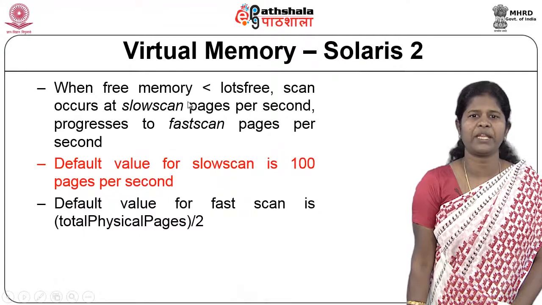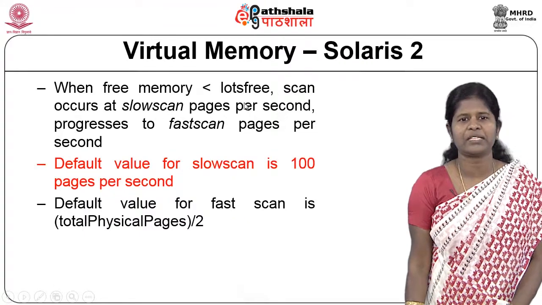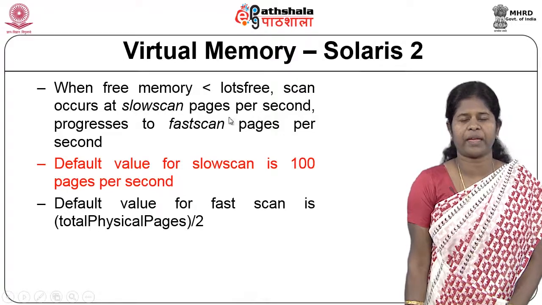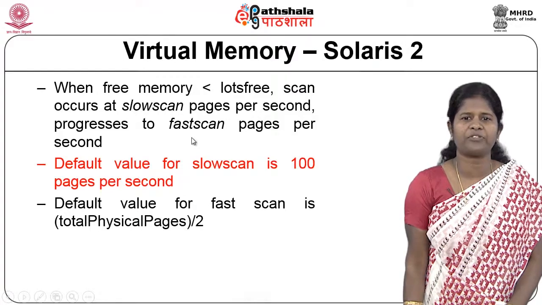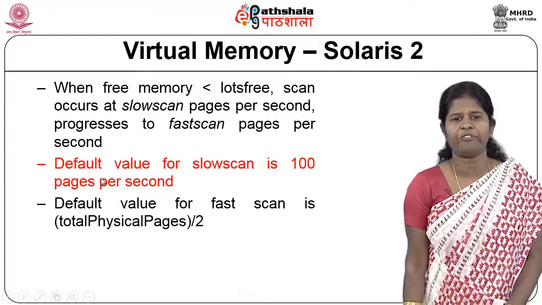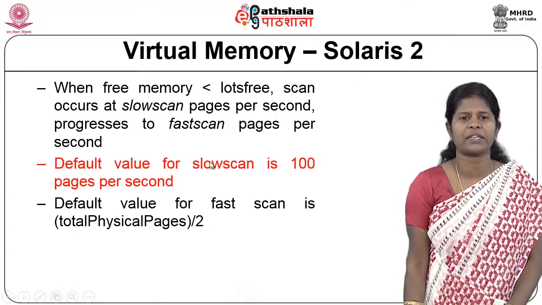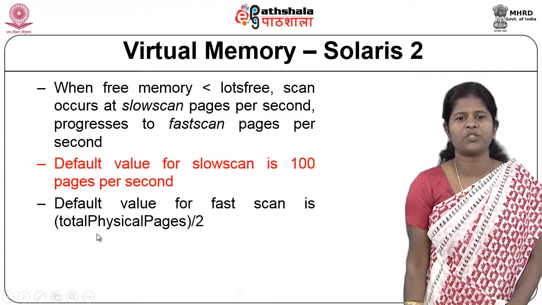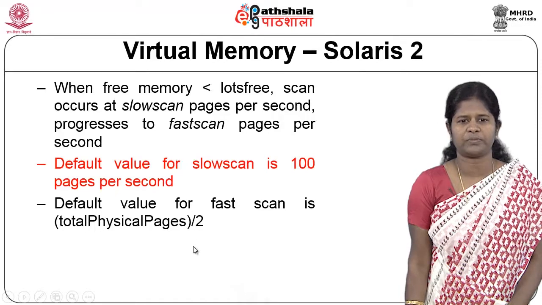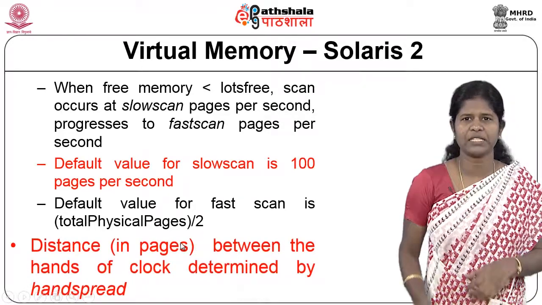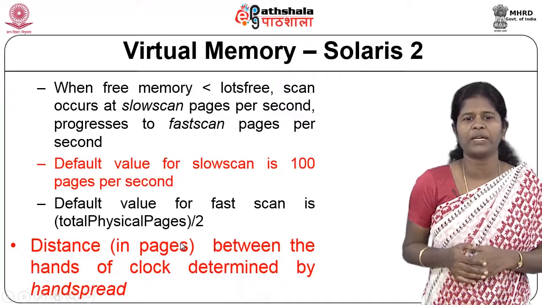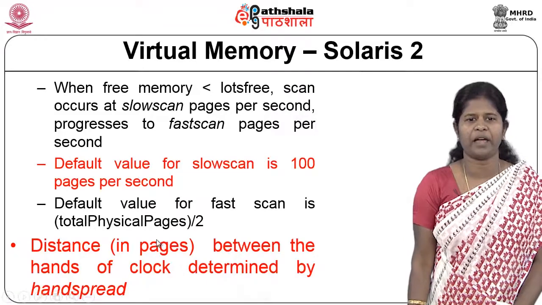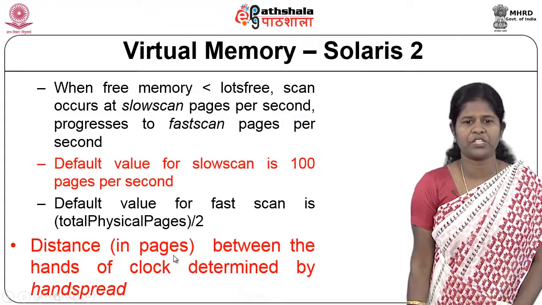Now, when the free memory is less than lotsfree, the scanning will start at slowscan pages per second, and gradually it will progress to fastscan pages per second. The default value for slowscan is 100 pages per second, and the default value for fastscan is total physical pages divided by 2. The distance between the hands of the clock is determined by a parameter called handspread, and this distance is measured in pages.